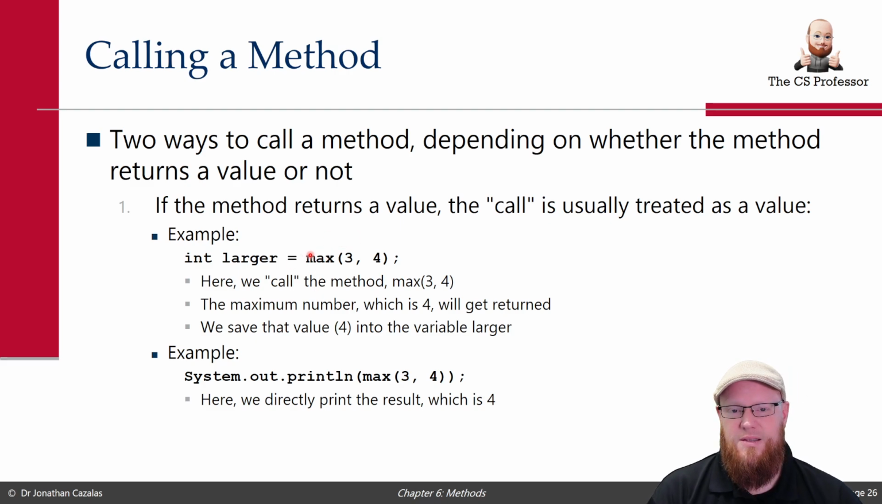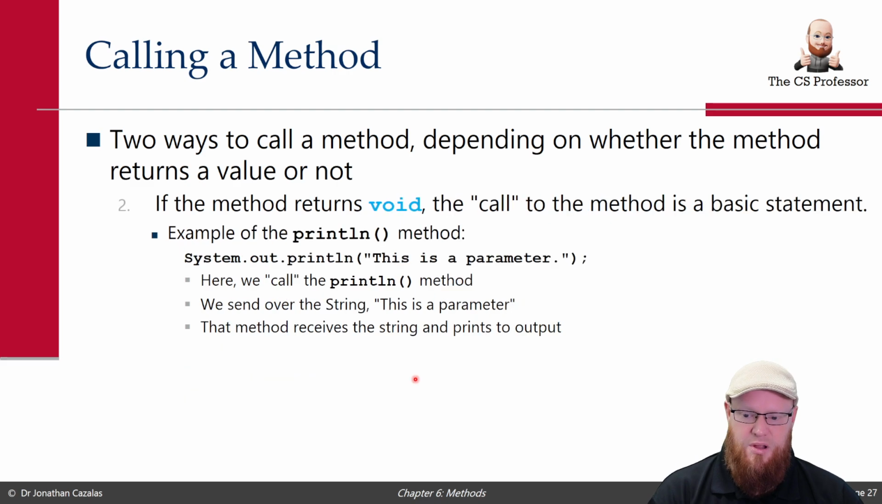Like the max method, since it's returning a value, you're usually going to want to save that value that it is returning, right? So you might say int larger, declaring a new variable, equals, and we call max on the right side of that assignment. So when max returns the maximum number, we can save it into the variable larger. That's because it's returning a value. Another example of returning a value using that same max method: maybe we want to print that returned value immediately. No problem. We can call that method max from within a print statement.